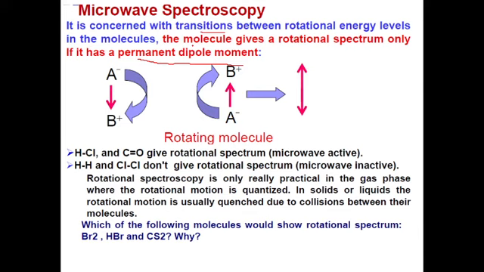Okay, let me see what happens here. The rotating molecule: here A has a negative charge and B has a positive charge. If we rotate this molecule in the clockwise direction, then B goes to the upward side and A goes to the downward side. Then their polarity also changes, and due to this change in polarity, they show microwave spectroscopy. That molecule is called a microwave active molecule.